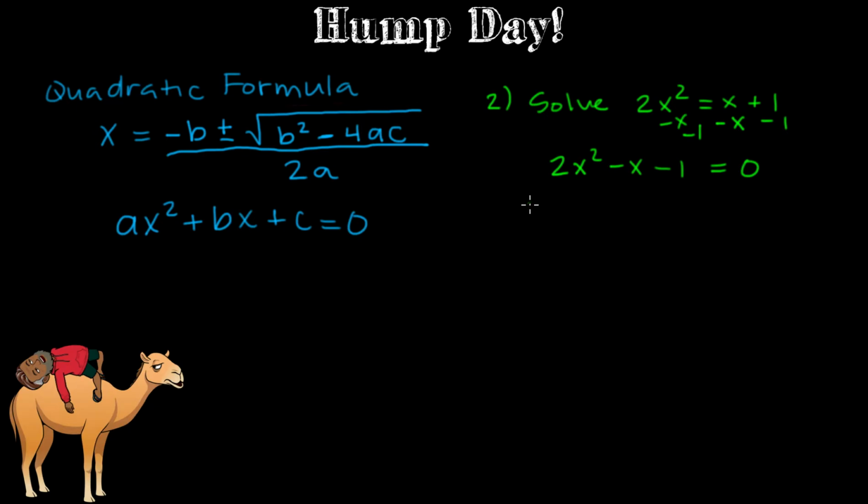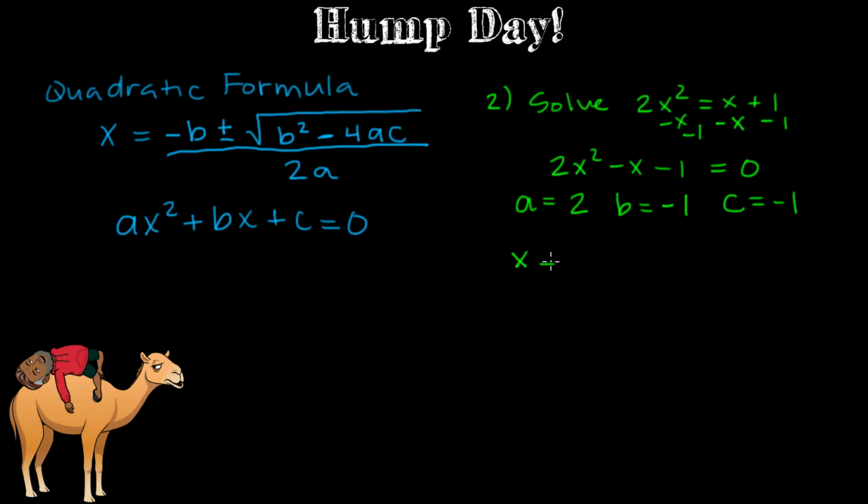All right, next, establish a, b, and c. In this problem, a is 2, b is the number that's in front of the x. There's no number there, so it's automatically assumed to be 1. So we have a negative 1 because it's a negative sign, and then c, which is negative 1 again. All right, we set up our equation.